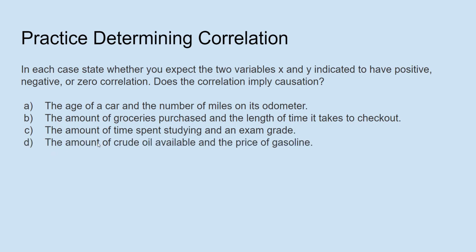For D here, as crude oil becomes available, the price tends to decrease. We saw this during the global pandemic. As crude oil was suddenly available, as there were fewer people traveling, the price of gasoline decreased substantially. So these two variables have a negative correlation. For part E, as a car ages, its value decreases. So if this were my X value, the age of a car, our Y value is decreasing over time. These two variables have a negative relationship.